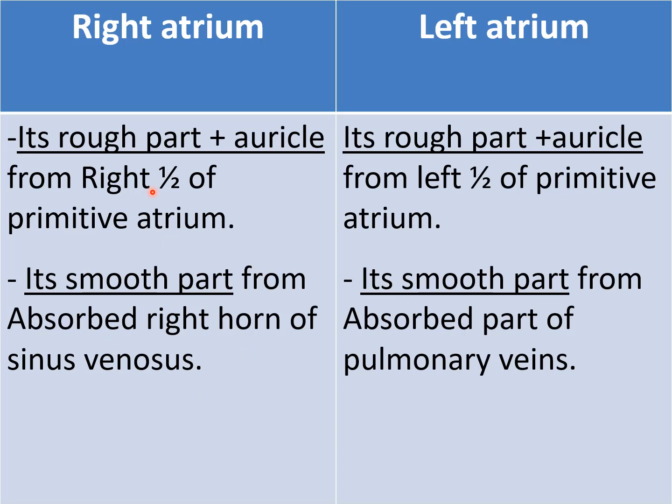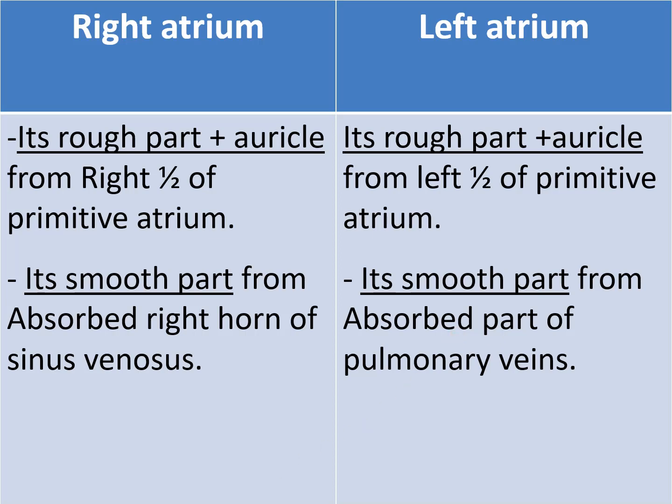So if you examine an adult heart, you will see that it has a smaller rough part and a bigger smooth part. The smooth part is coming from the sinus venosus. While on the left atrium, the rough part and auricle are coming from the primitive atrium like on the right side. But the smooth part, and this is again very important, forms from the absorbed part of the pulmonary veins.